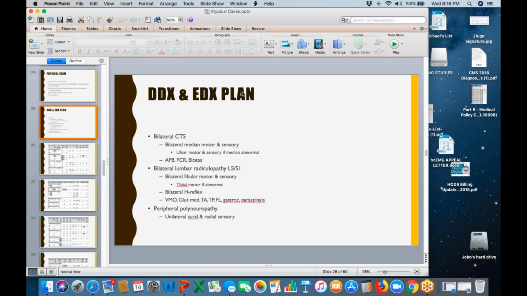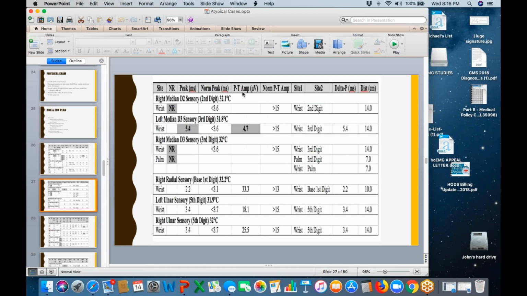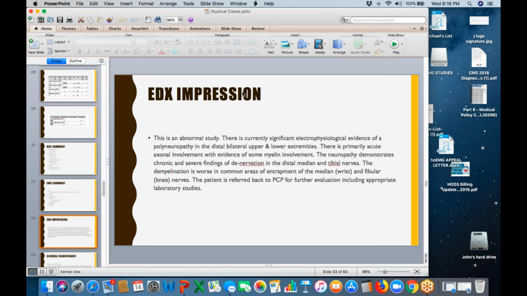Anybody have any other questions or comments or anything they want to talk about? John, can we go over the impression of the second case? Sure. So there's the impression. She had a polyneuropathy in the distal bilateral upper and lower extremities. She had acute axonal involvement with some evidence of myelin involvement. There were positive acute findings, but also positive chronic findings as well.